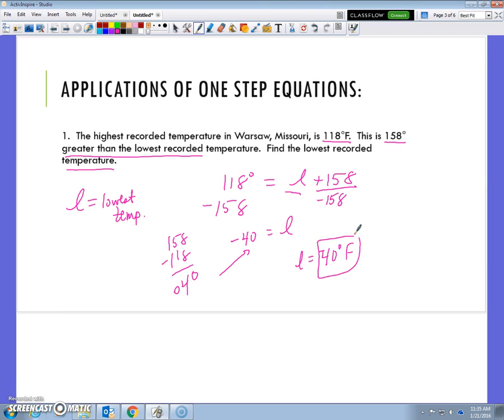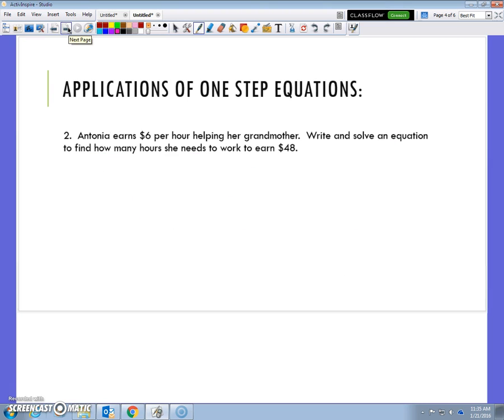So we're setting up these equations, and these are going to be good to reference because your homework problems are going to be similar to these. This one says Antonia earns $6 per hour helping her grandmother. Write and solve an equation to find out how many hours she needs to earn $48. So what we're trying to find, the question is asking us how many hours she needs. So let's just call our variable h, and we're going to say that's the hours she needs.